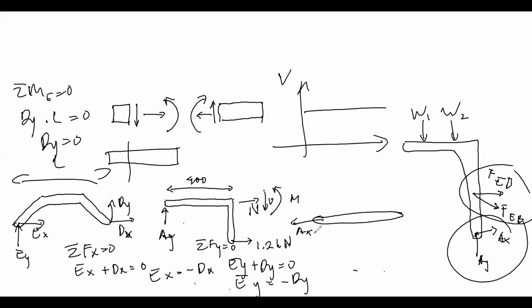AX and AY. I draw it this way because here AY is going up, AX is going to the right. This one, AX is going to the left, AY is going down. Then after that, in the middle, roughly, there will be force due to EB. So something like this. And at the end, there is a horizontal force and vertical force as well.